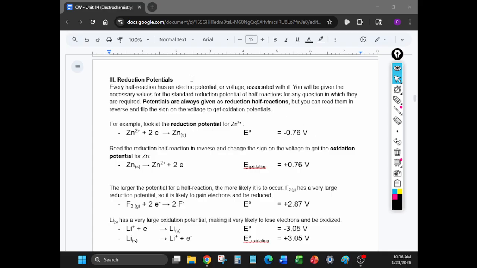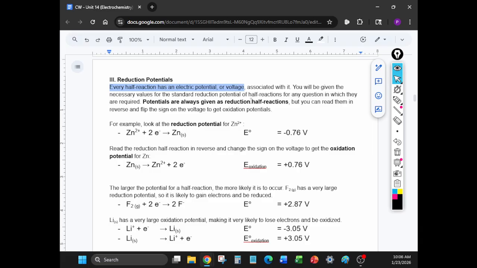And reduction potentials are where we start actually talking about electricity now. Every half reaction has an electric potential, or voltage, associated with it. Voltage is basically the energy that is produced by the electrons moving in the reaction. So when we have a half reaction like this, just like enthalpy, we have an electrical potential associated with it. This would be the reaction, and this would be the reduction potential that is associated with it.